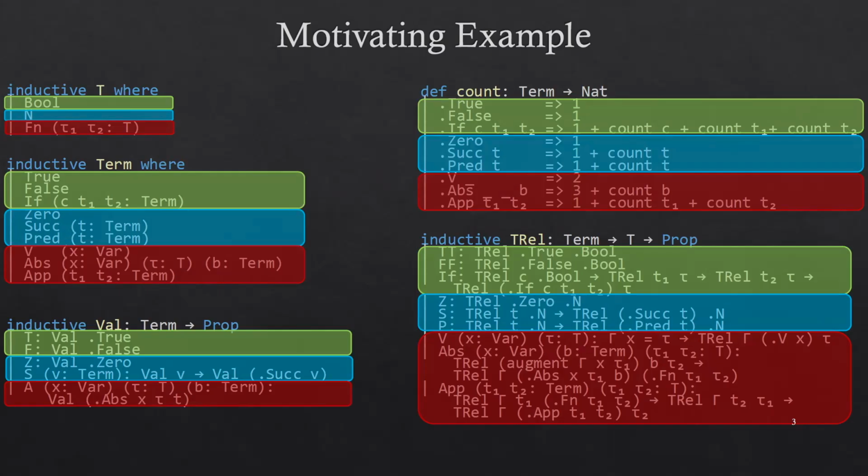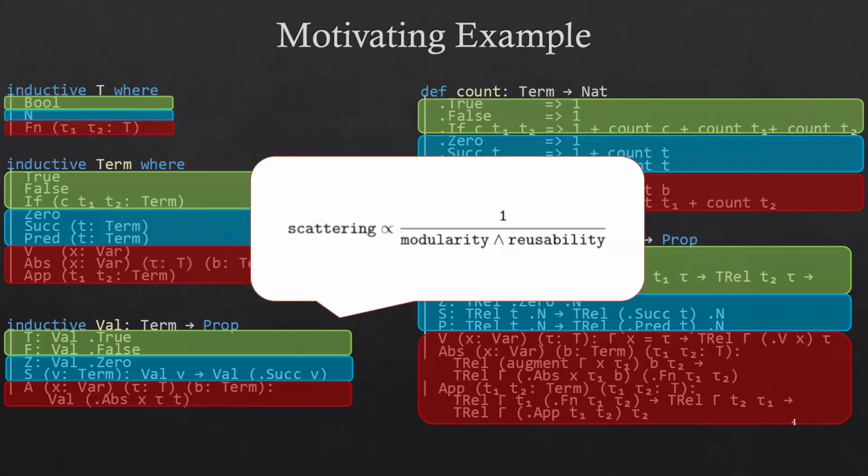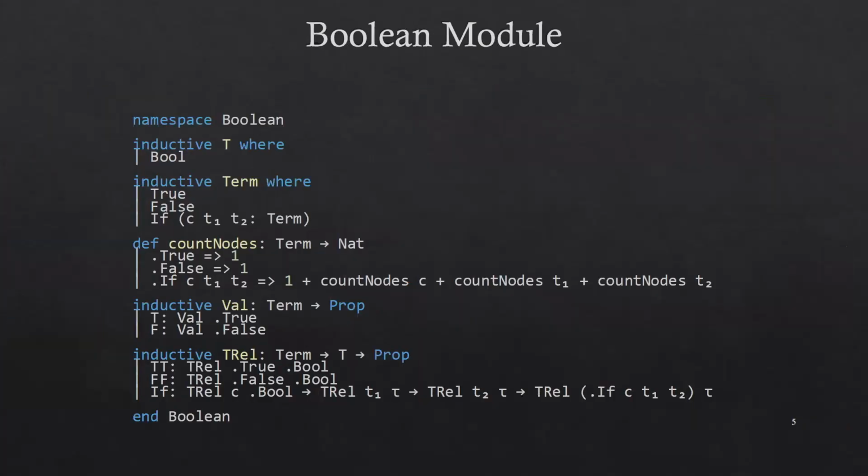And as we can see, the definitions for each one of those components are scattered all across the code base. And no matter what metric you use, scattering is inversely proportional to modularity and reusability. So ideally, we would like to have definitions that look a little bit like this. To the best of my knowledge, I think Lean still does not have a module system. So here I'm just using namespaces and calling them modules.